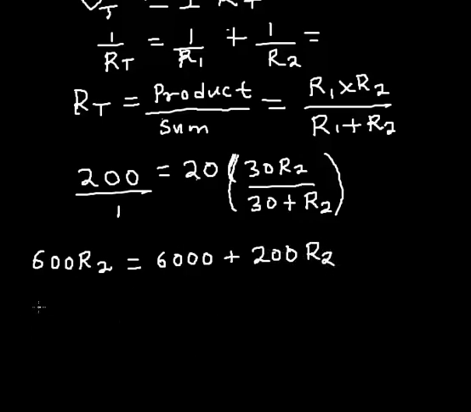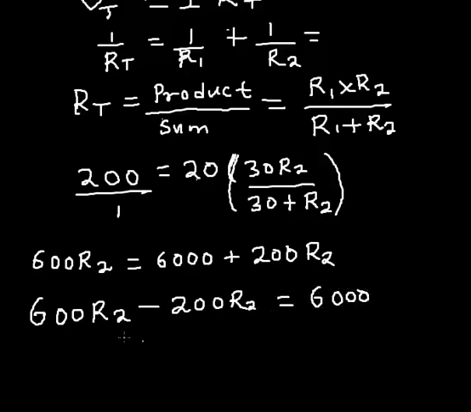So rearranging this equation, I'm going to have 600 R2, then minus 200 R2, is equal to 6,000. So subtracting the 600 minus 200, right? That should be 400. 400 R2 is equal to 6,000. So that way now I can get R2.